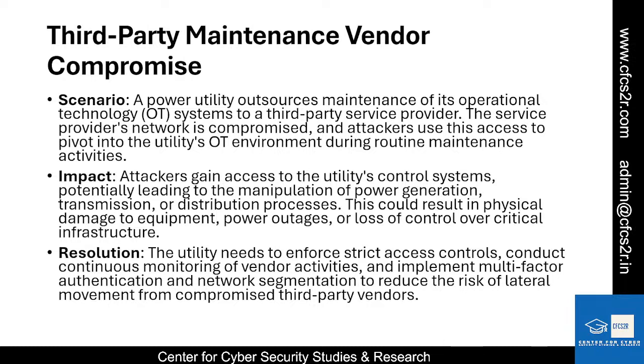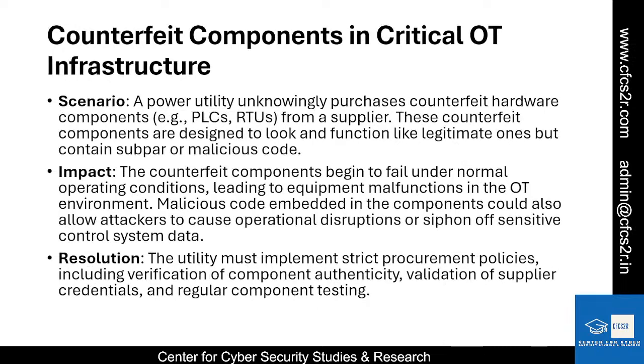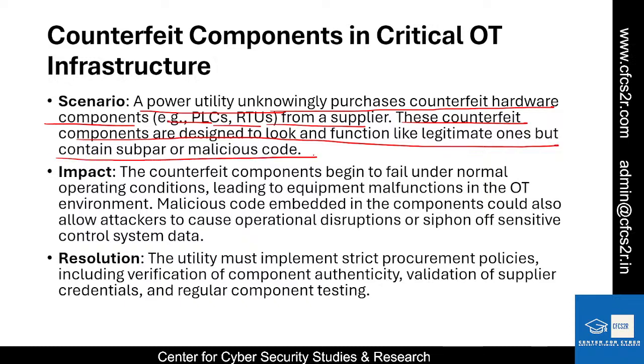Now the third case is third-party maintenance vendor compromise. Then we have counterfeit components in critical OT infrastructure. So we will see this. This is a very important scenario. In this scenario, a power utility unknowingly purchases counterfeit hardware components like PLCs or RTUs from a supplier. These counterfeit components are designed to look and function like legitimate ones but contain subpar or malicious code. So there is something fishy, and malicious code is there.